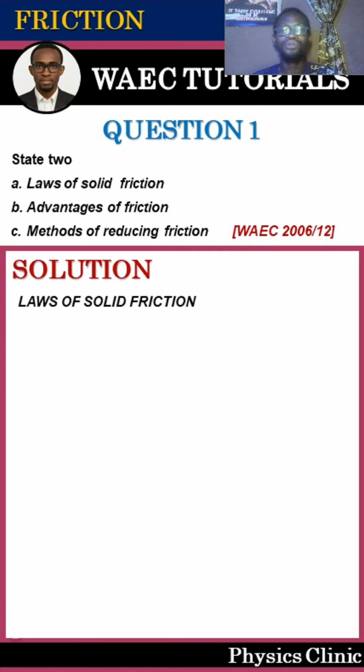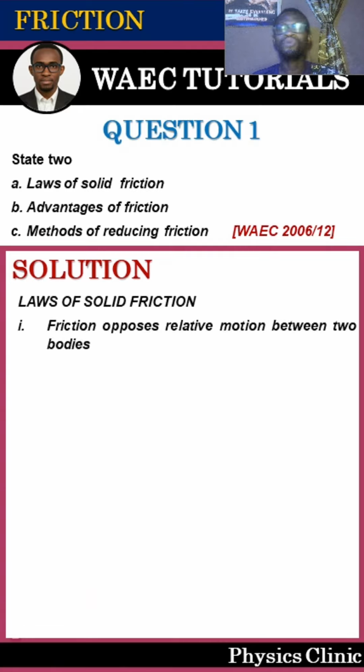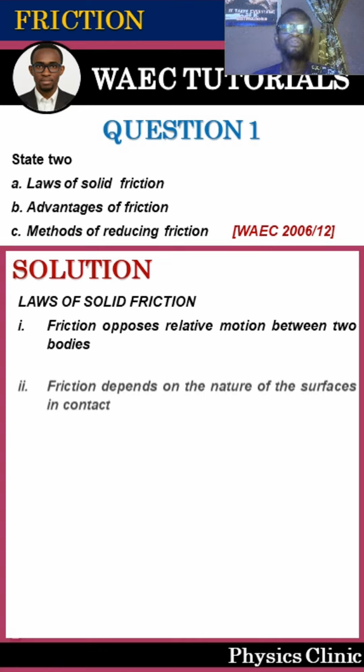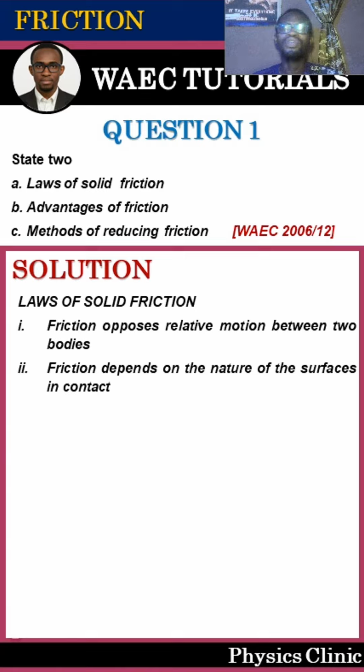So what are the laws of solid friction? We have the first one, which is what? Friction opposes relative motion between two bodies. If you go to the lecture, you will see I explain extensively about it. Number 2: friction depends on the nature of the surfaces in contact.